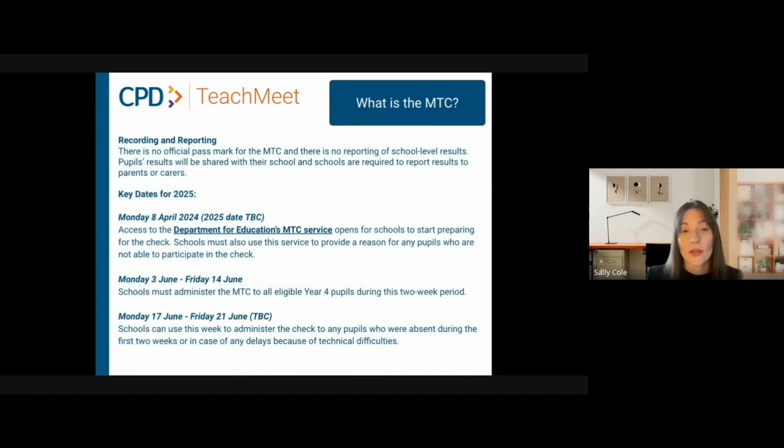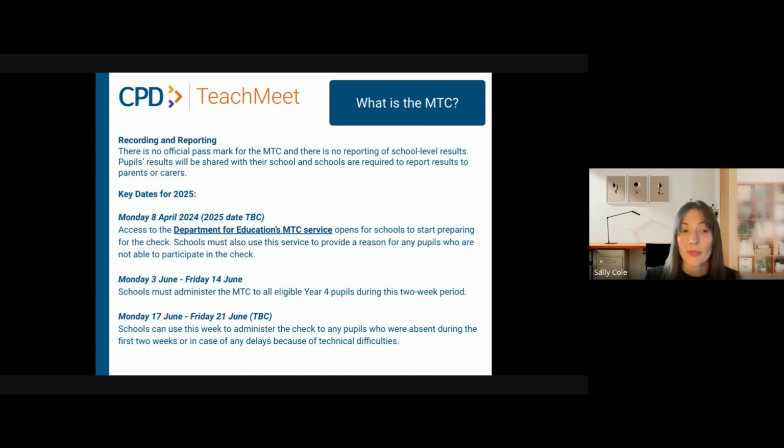There is no official pass mark for the MTC. You will be told the percentage of pupils that have got full marks, but you do need to share the mark that the children in your class get with their parents.